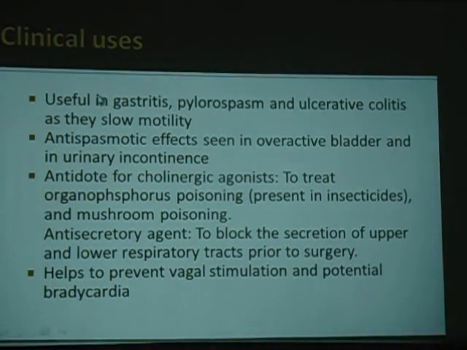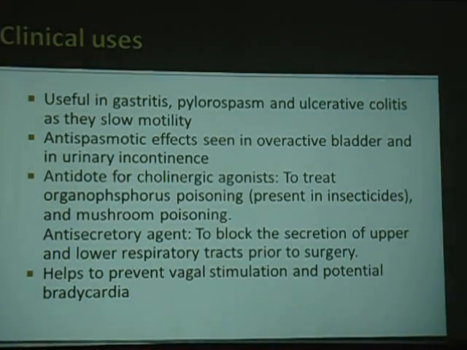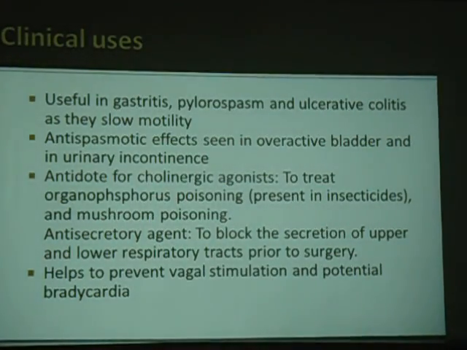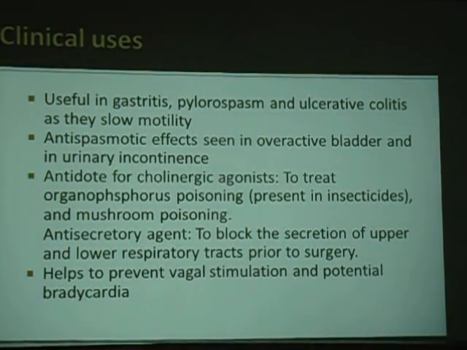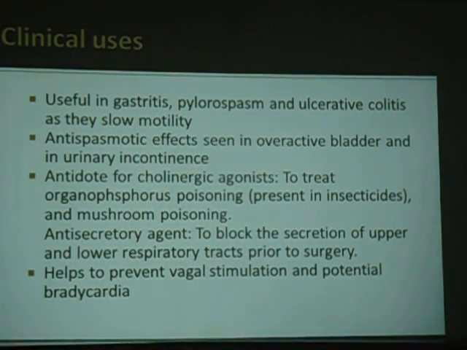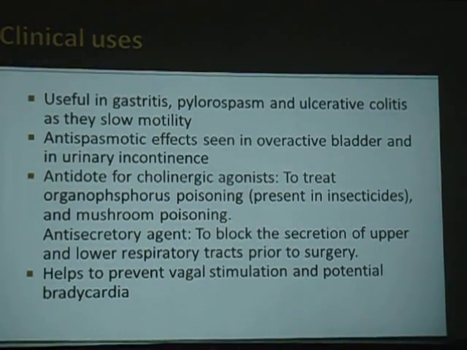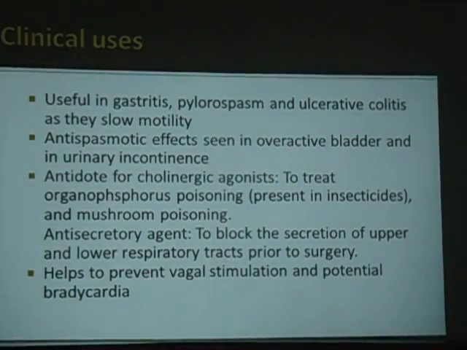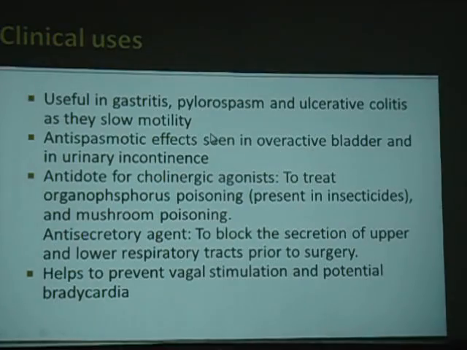In all these conditions, they can slow the motility and help the patient. Okay, so antispasmodic effect for overactive bladder and urinary incontinence, that is one effect. And when there is cholinergic poisoning, where cholinergic action is more, that is excessive muscarinic action by muscarinic poisoning, that is mushroom. Okay, M for M, remember, muscarinic, mushroom poisoning, and also organophosphorus poisoning. Organophosphorus is a cholinergic excessive action. In both these conditions, it is a drug of choice.